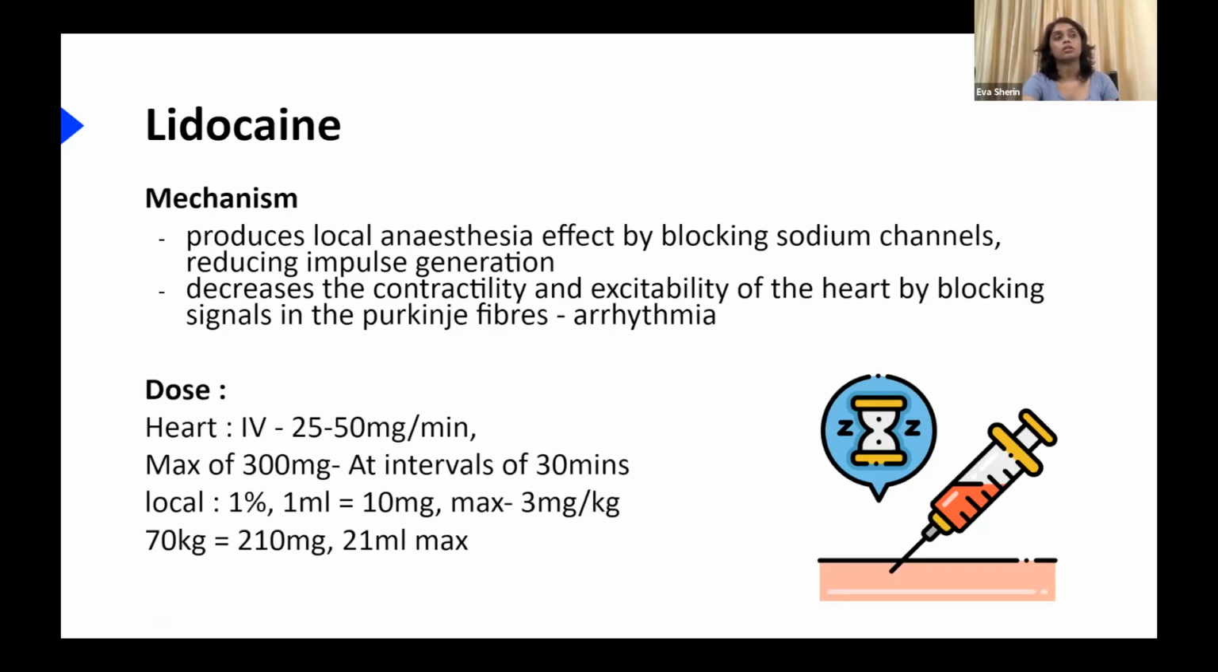When you give it locally, it's usually as 1%, and if it's a 1% solution, each ml contains 10 milligrams, and what you can give a patient is a maximum of 3 milligrams per kg. So if the patient is again 70 kgs, you give 210 milligrams, which is 21 ml max. So for a 70 kg patient, you can only give 21 ml max, even if you're giving it subcutaneously and locally. Do not exceed.